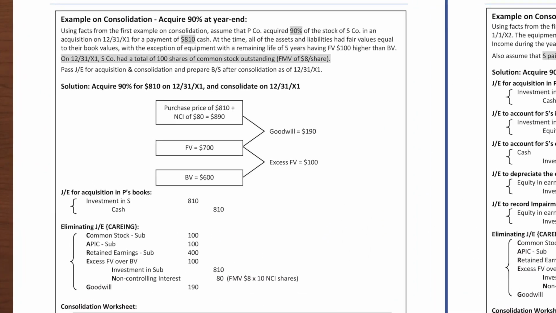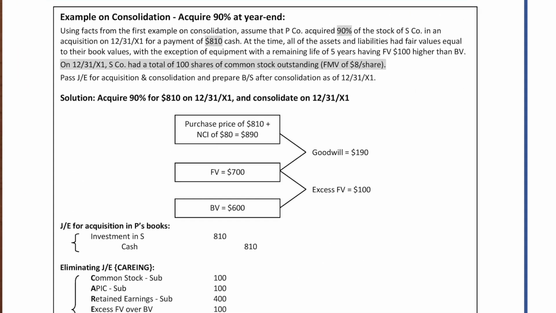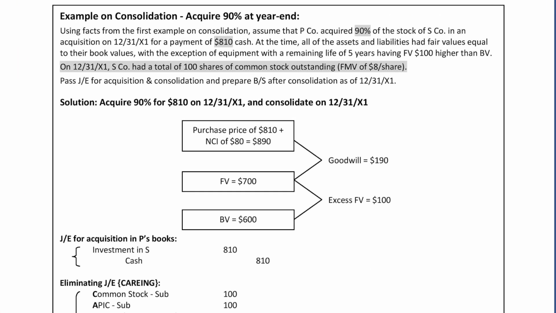On page 12, we're looking at a third example on consolidation, where the parent acquires 90% of the subsidiary at year end. So circle 90%. Highlight acquisition on 31st December X1 and also highlight consolidation as of 31st December X1. Now in this case, we have the parent acquiring 90%. So there is a non-controlling interest for 10%.